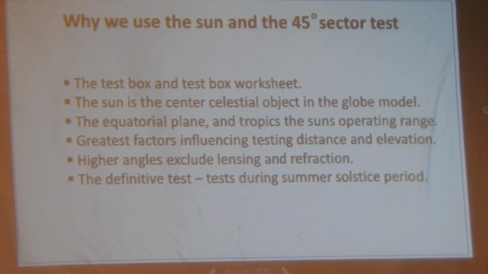The definitive test, testing during the summer solstice. Why we test during the summer solstice? Because the sun is the closest up in the northern hemisphere. And during that summer period, that's when you want to find out whether that globe model meets that requirement, if it can pass that test, that vertical angle, which is the definitive test.